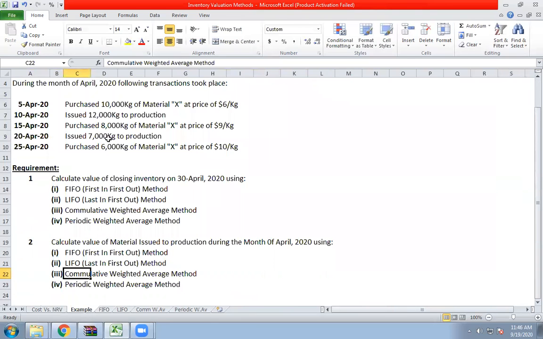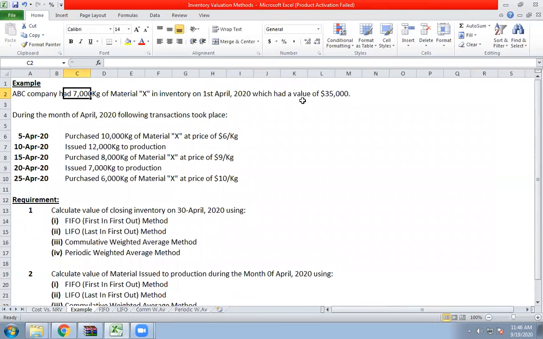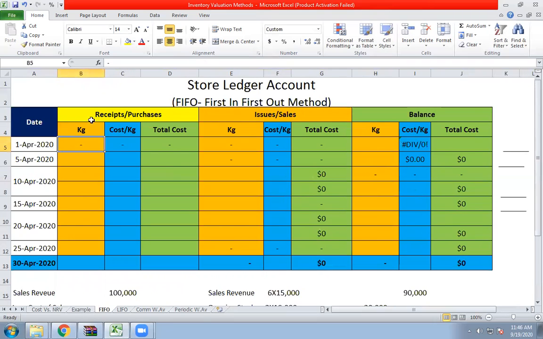First of all, I have 7,000 kg in stock. The value of this 7,000 kg is $35,000. So I will use this tabular approach. First is the date column. Second is the receipt or purchase column. Third is the issues or sales column. And the last one is the balance. And I have further sub columns in receipts, issues, and balance. These are kg, cost per kg, and total cost.